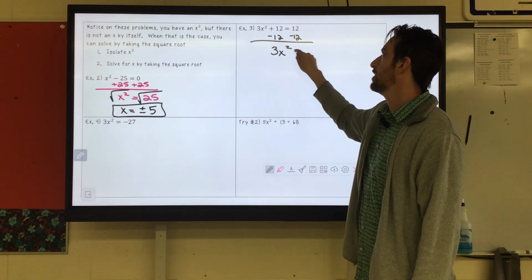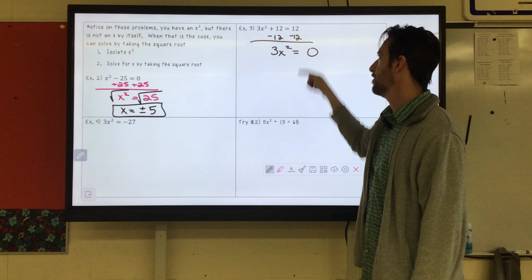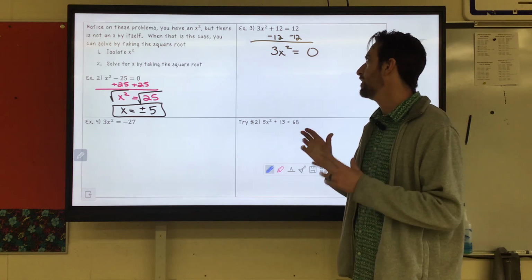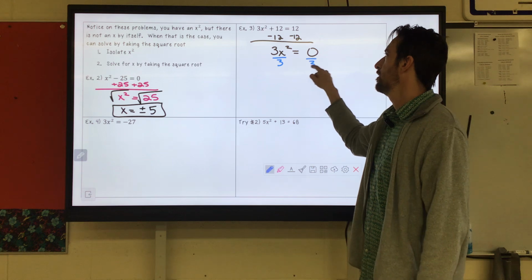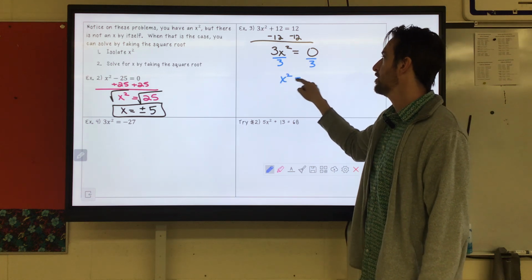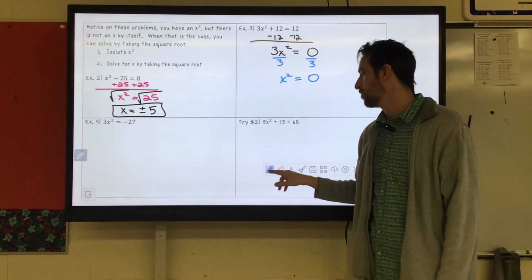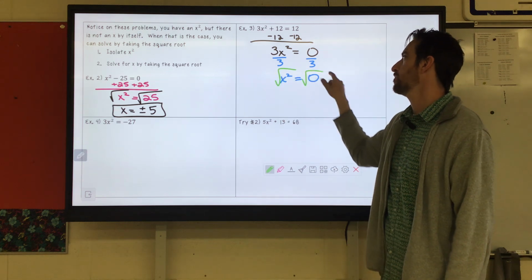3x squared equals 12 minus 12 is 0. We still got to get it down to the x squared. So we would divide both sides by 3 here. 0 divided by anything is still 0. Now it's x squared equals 0, so we square root both sides.